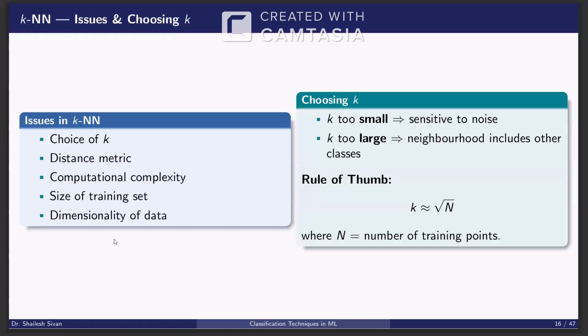N is the number of training points, not the complete data. This algorithm is called a lazy learner because it is not calculating any kind of model here. The data itself is kept as the model. So this is called a lazy learner. Is that fine?